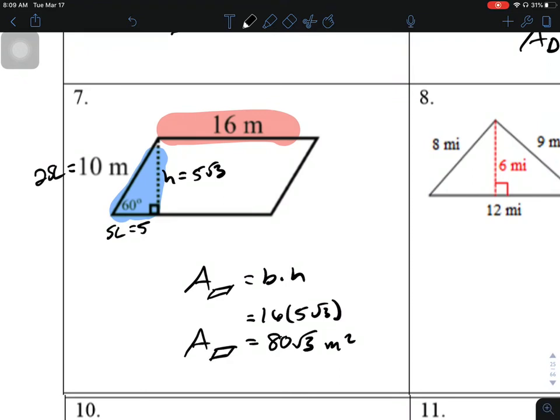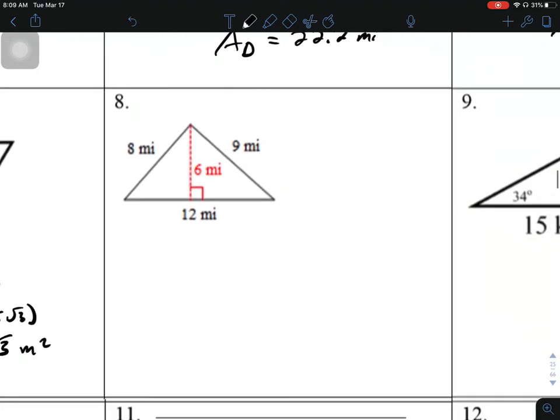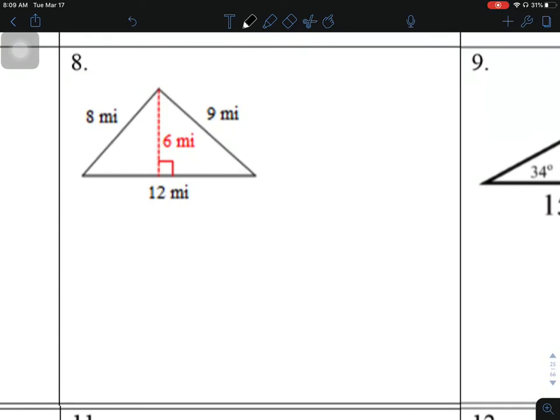If that blue triangle took you by surprise, I would stop this right now and I would go review special right triangles. Number 8, this is straightforward. Area of a triangle is half base times height.